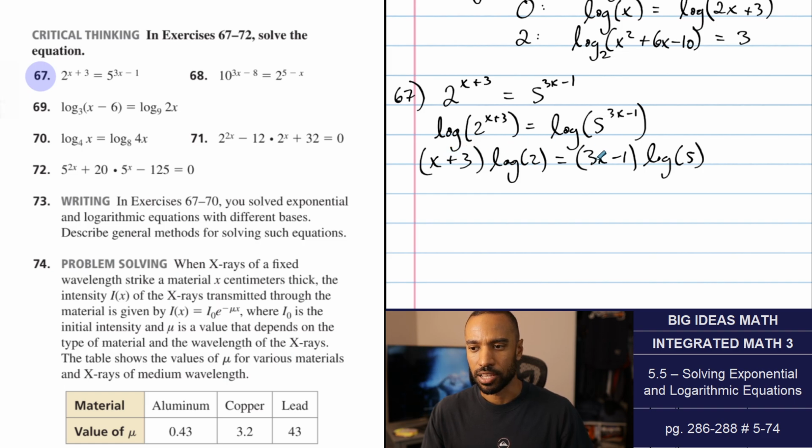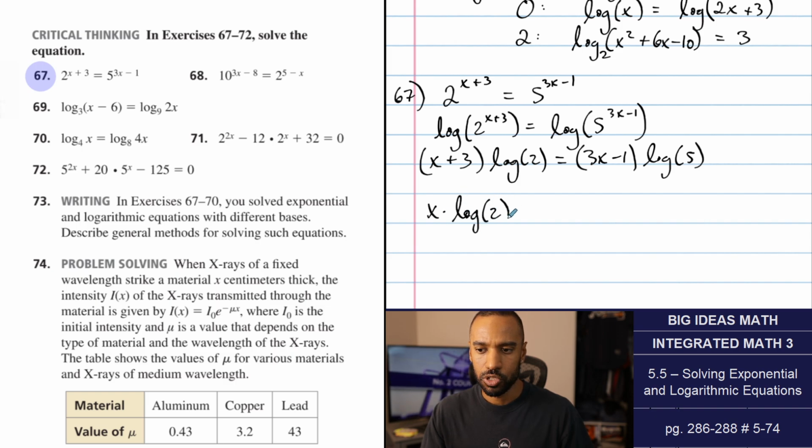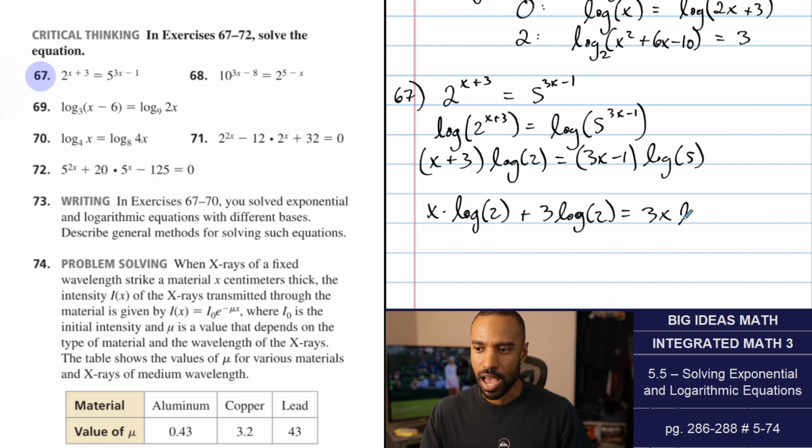What you want to do is get your x's on one side of the equation, but you must first distribute your x's into here. So I'll do x times log of 2 plus 3 times log of 2 equals 3x times log of 5 minus 1 times log of 5.